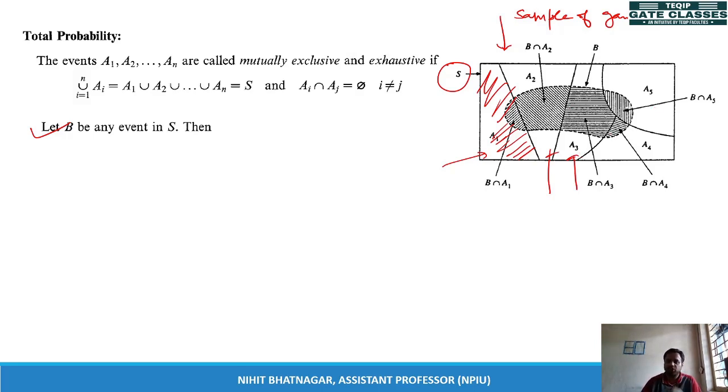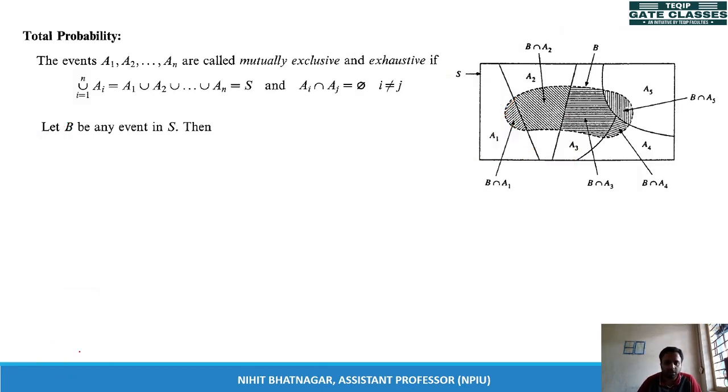Okay. And this shaded portion, you can also see here. No portion is common between A1 and A2. Also, no portion is common between A2 and A3. It means all elements are mutually independent.